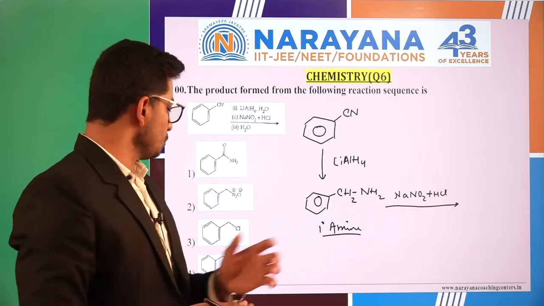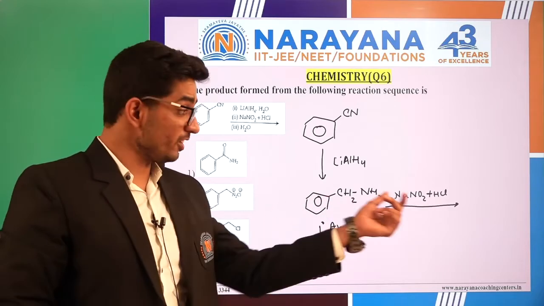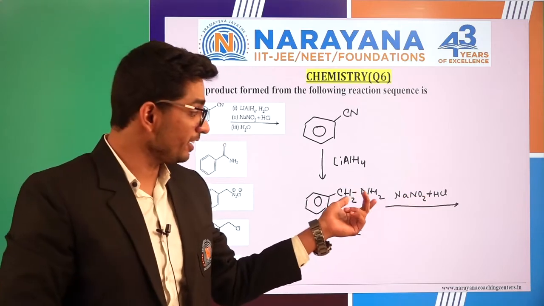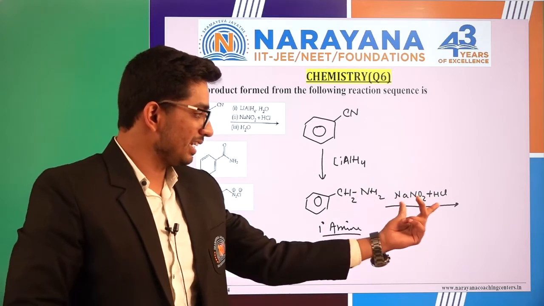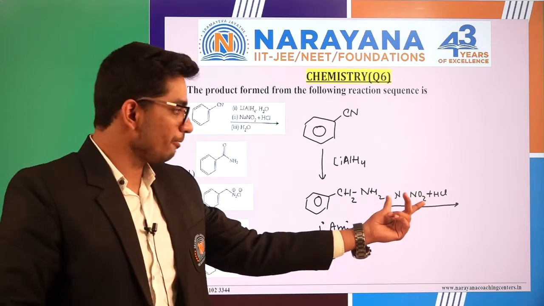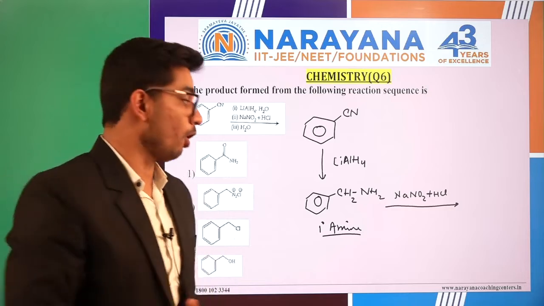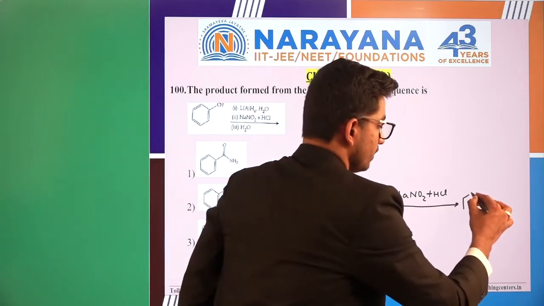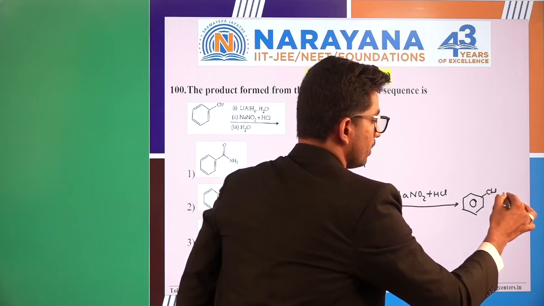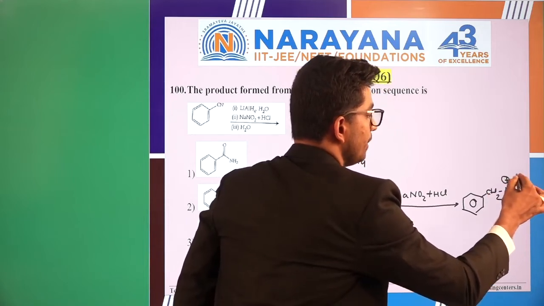So NaNO2 and HCl is there, and we have a primary amine. Temperature is not mentioned, and you know that this is an aliphatic amine, and for aliphatic amines this will bring about diazotization. After diazotization the diazonium salt will be formed, and the salt will be like this, N2 plus and Cl minus.